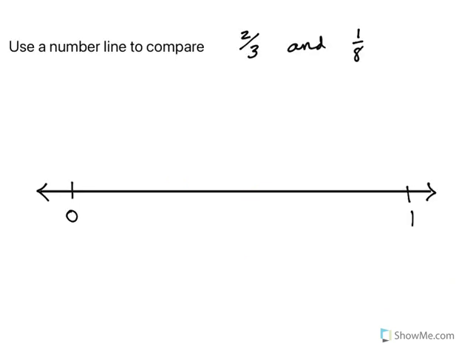So we use a number line to compare 2/3 and 1/8. All right, so first things first, I'm going to show 2/3. If I cut this into thirds, this is 1/3, this is 2/3. So this is where 2/3 falls on my number line. Now with eighths, I have to chunk this into 8 equal spots. So 1, 2, 3, 4, 5, 6, 7, and then 8 eighths.